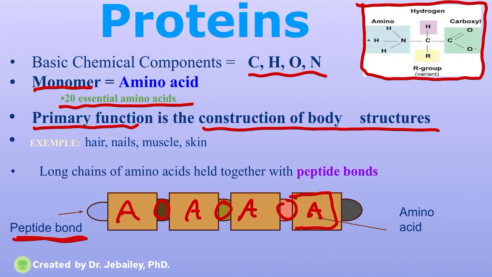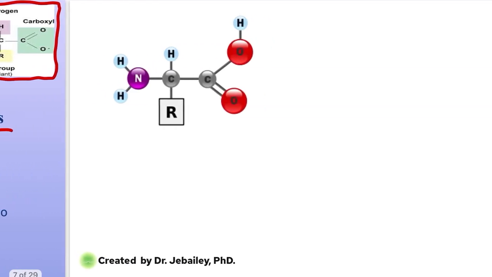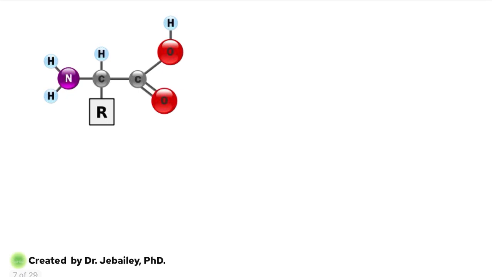Now, peptide bonds are only between amino acids. You will not have peptide bonds in glucose or lipids or nucleic acids. Peptide bonds are just for proteins. So, moving on, we have to really know how to draw the amino acid because this is something that very commonly comes up in IB.